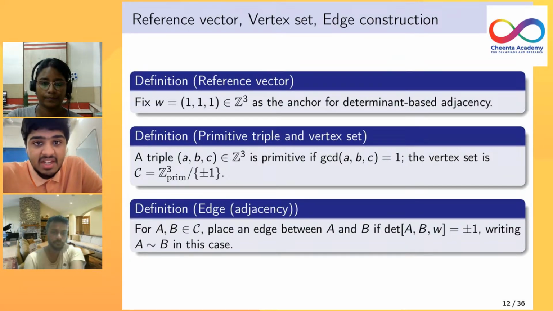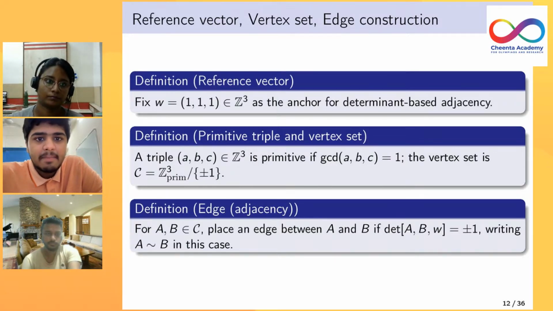Throughout the presentation, I fix my reference vector W equals (1, 1, 1) as the anchor for the determinant-based adjacency. This symmetric choice yields particularly clean principles and formulas. I also define a triple (A, B, C) as primitive if its GCD is 1. The vertex set is the set of all primitive triples (A, B, C), identifying (A, B, C) with (-A, -B, -C) to avoid duplications. Please see the definition as it appears on the slide. This is universal for our graph.